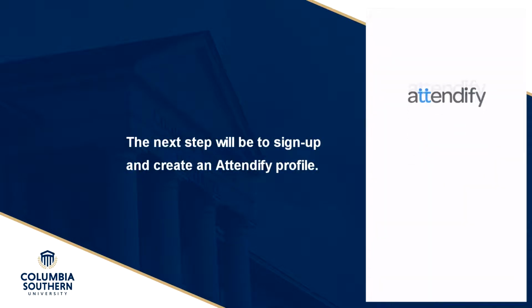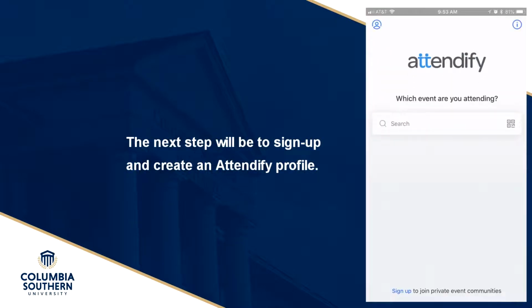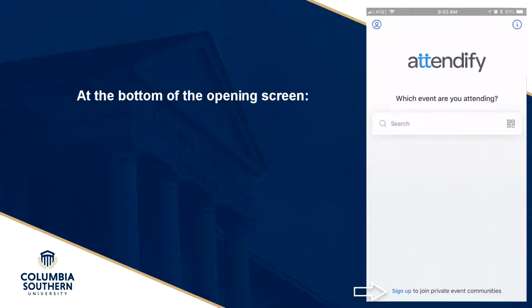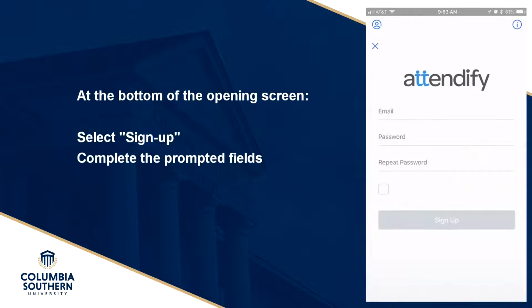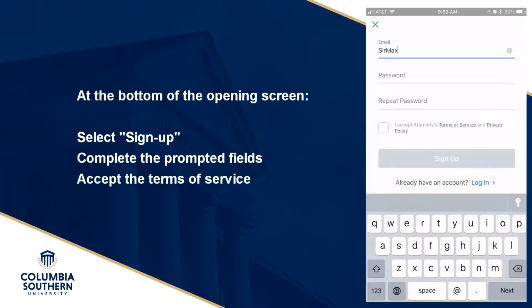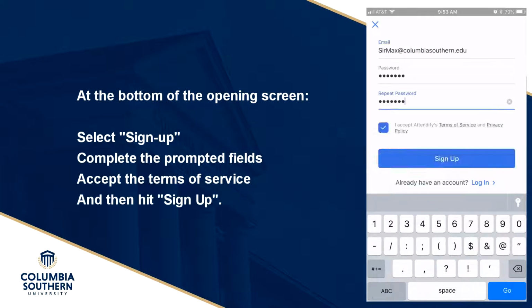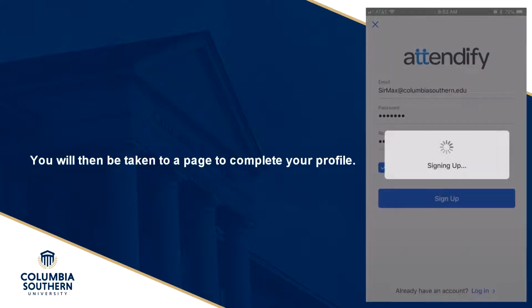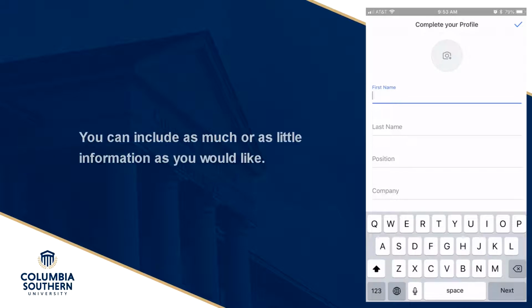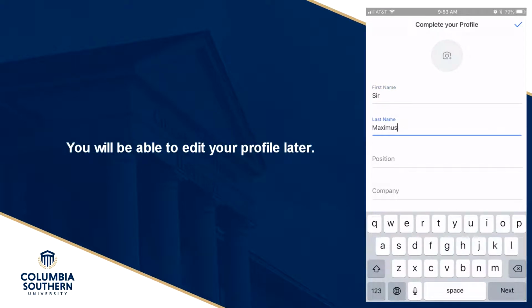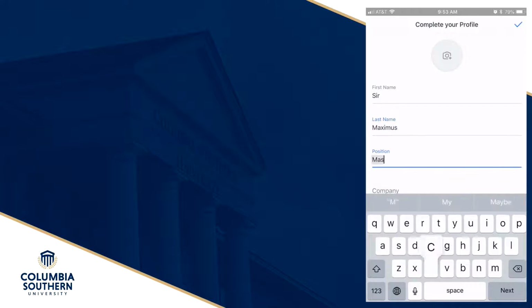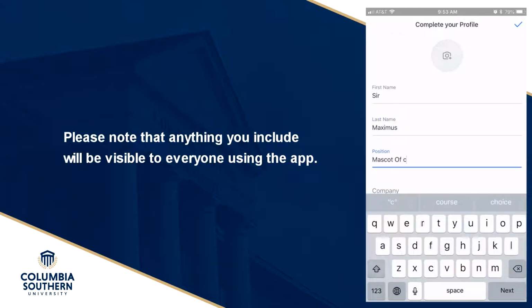The next step will be to sign up and create an Attendify profile. At the bottom of the opening screen, select Sign Up, complete the prompted fields, and accept the terms and conditions and hit Sign Up. You will then be taken to a page to complete your profile. You can include as much or as little information as you would like, and you will be able to edit your profile later. Please note that anything you include will be visible to everyone using the app.